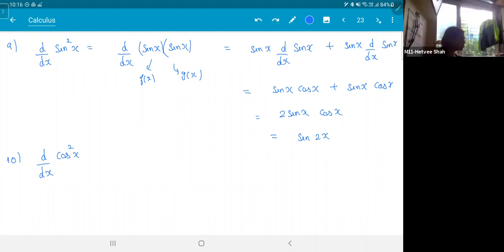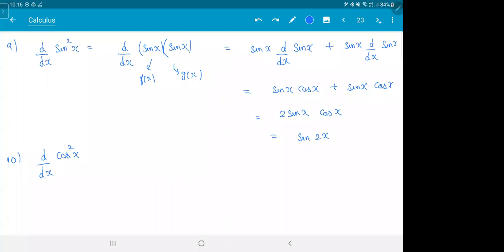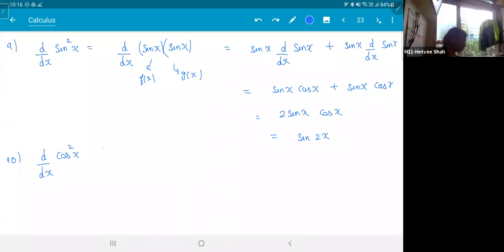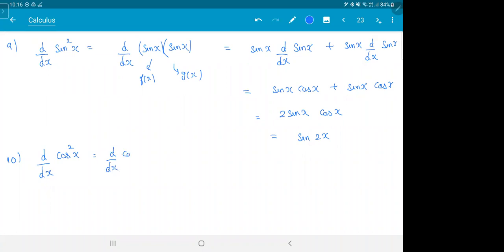So minus 2 sin x. Yes, minus will come. Sin 2x. This would be cos x into cos x. We get cos x into differential of cos x.